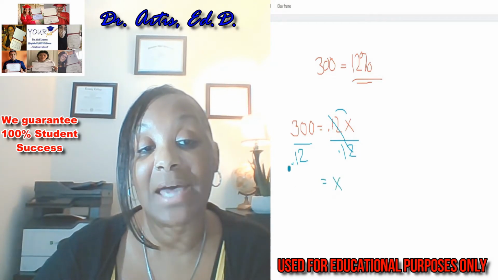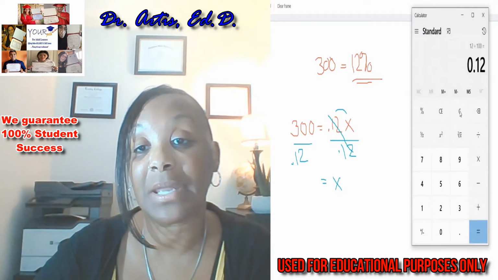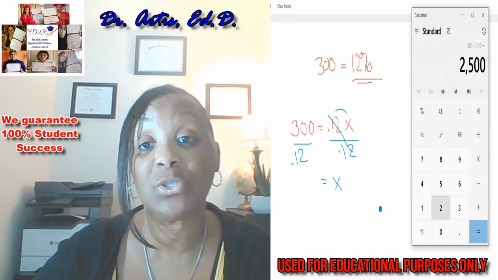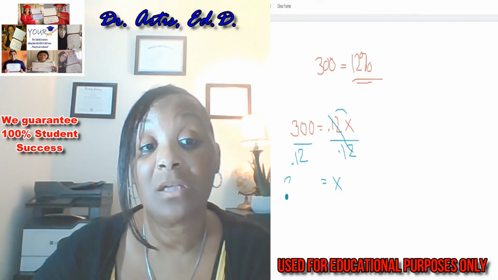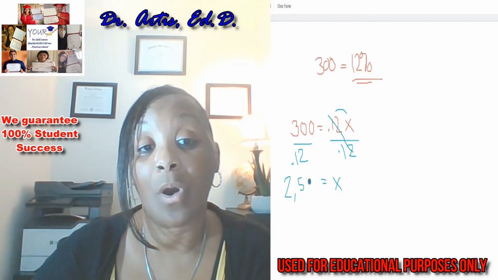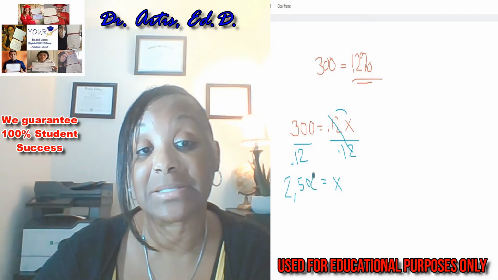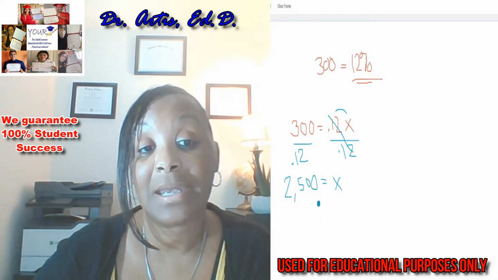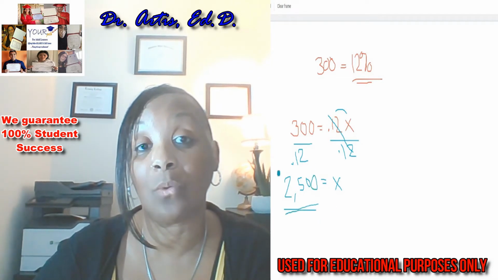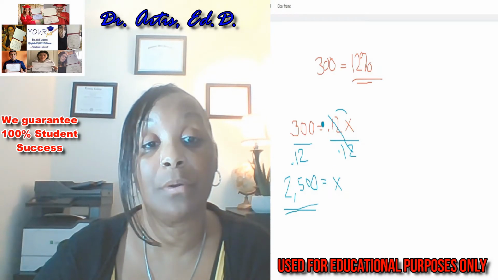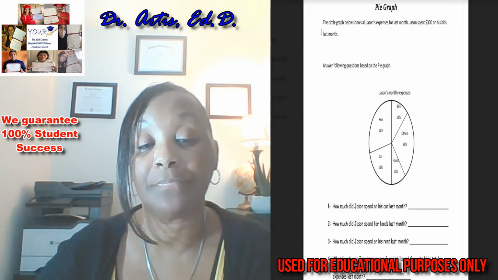And now we need to divide 0.12 into 300. Let's bring up the calculator. We have 300 divided by 0.12, and that gives us 2,500. So that is the amount that he actually spent on all of his expenses, okay? Now that we have this total amount, we can go back to our exercise. There we go.